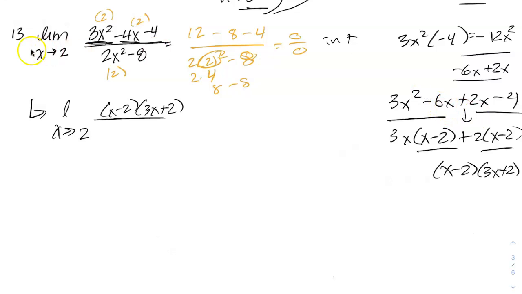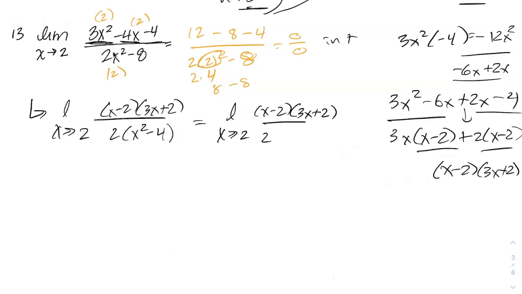And on the bottom, they both have a 2 in common. And I can factor a little bit more. The limit as x approaches 2, with the difference of 2 squares, so I get (x - 2)(3x + 2) over 2(x - 2)(x + 2). Right, so factor the top, factor the bottom, all the way to get to here. And now something cancels.